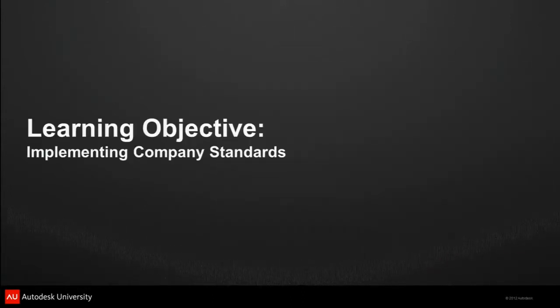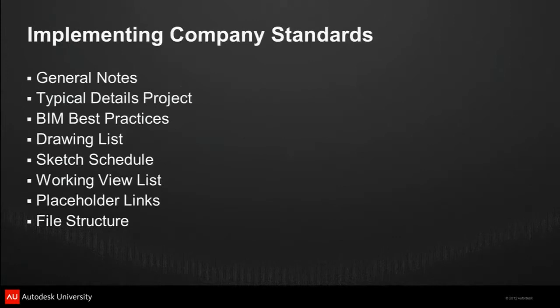Okay, further on. Implementing company standards. So now we're going to go further. General notes, typical details, best practices, drawing lists. Again, a number of items that we use in every project. We don't want to do it over and over again. I don't want 150 people in 24 offices doing the same thing on every job.